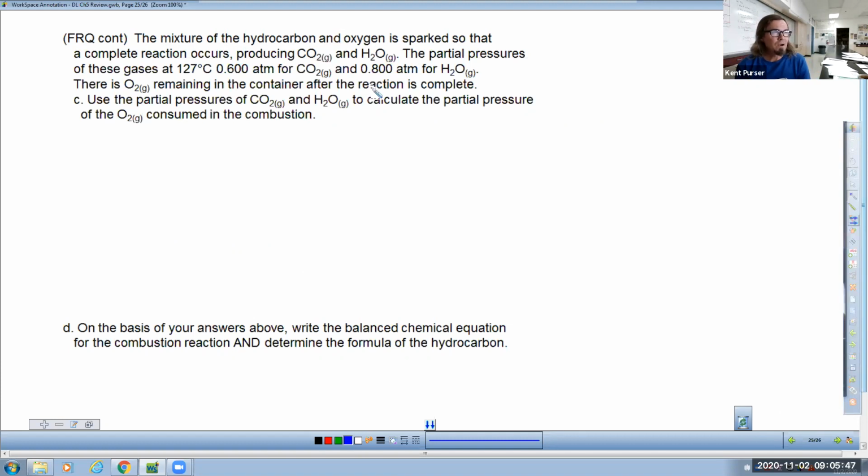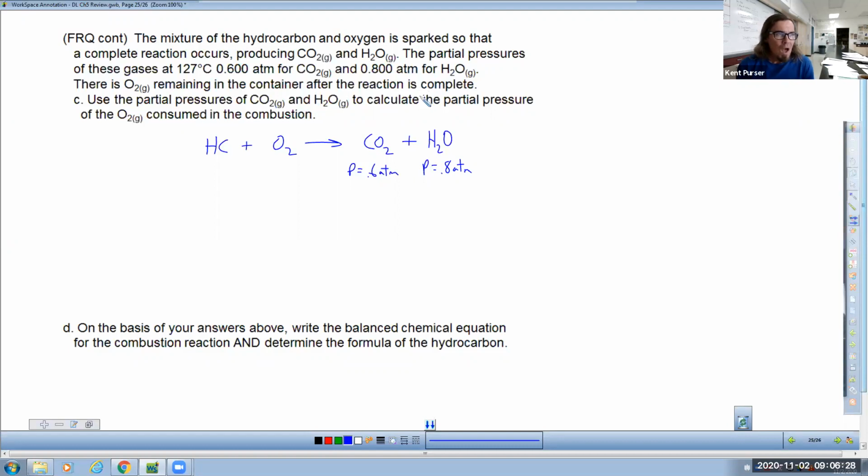The mixture of the hydrocarbon and oxygen is sparked so that a complete reaction occurs, producing CO2 and H2O, okay? So my first inclination for this is HC plus O2 is a combustion reaction that produces CO2 and H2O. Now, the partial pressures of these gases at 127 is 0.6 atmospheres. I don't need the significant digits when I write this down like this, and 0.8. There is O2 remaining in the container after the reaction is complete.